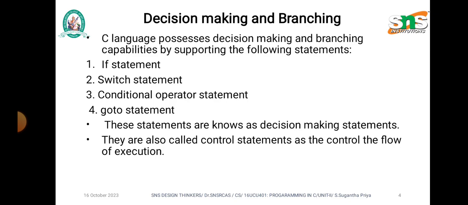C language possesses decision making and branching capabilities by supporting many statements like if, switch, conditional operator statement, goto statement, etc. These are some of the decision making and branching statements. These statements are also known as decision making statements. They are also called conditional control statements, as the control of the flow of execution will be decided based on these conditions.